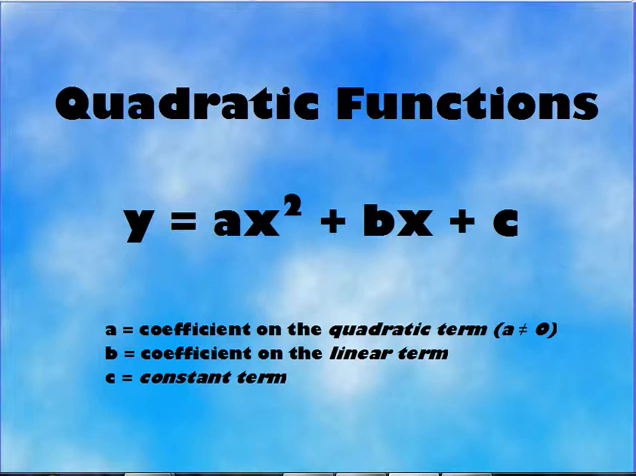And now quadratic functions look like y equals ax squared plus bx plus c, where a is the coefficient on the term called the quadratic term. A can't be 0 in a quadratic function, by the way. We've got to watch out for that. B is the coefficient on the linear term, and C is called the constant term.